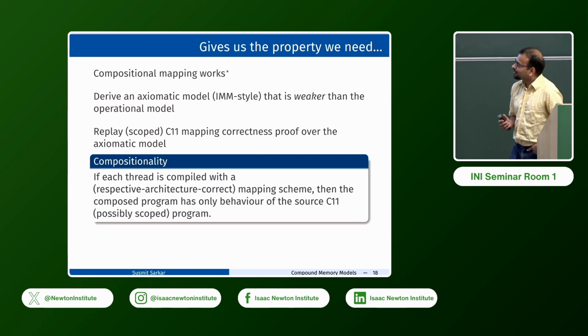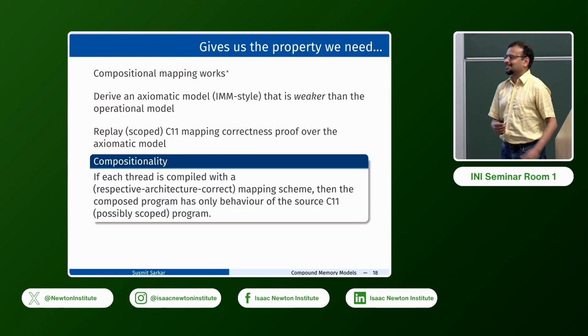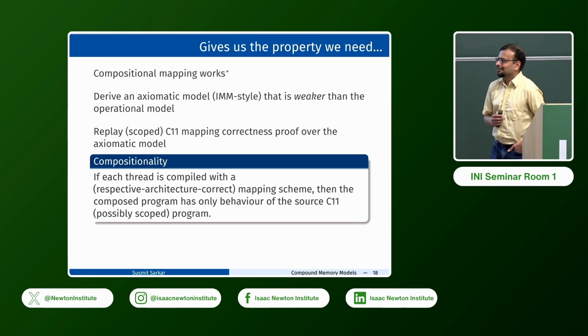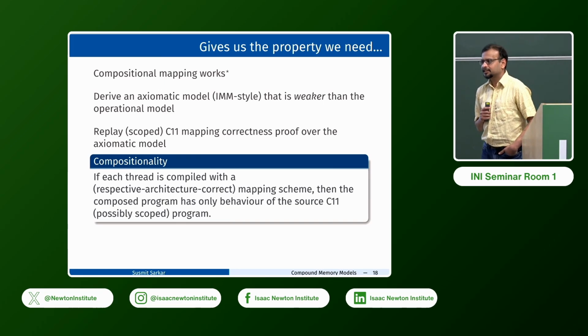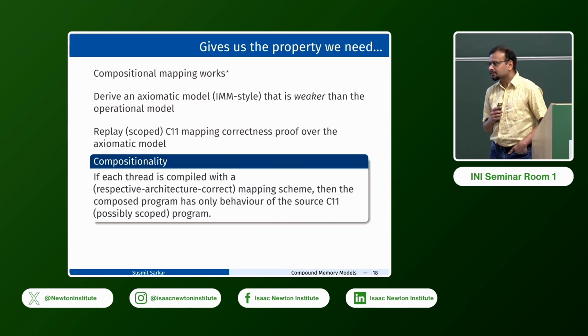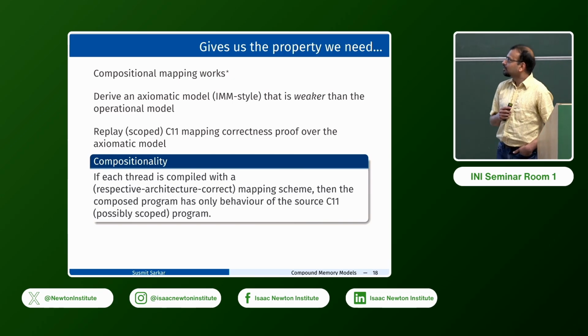And to do this proof, we derived an axiomatic model, which is sound with respect to this operational model I just sketched out. It's weaker in some known ways because, well, that's how axiomatic models work, but still strong enough to prove the kind of C11 correct compiling property that we were looking for.